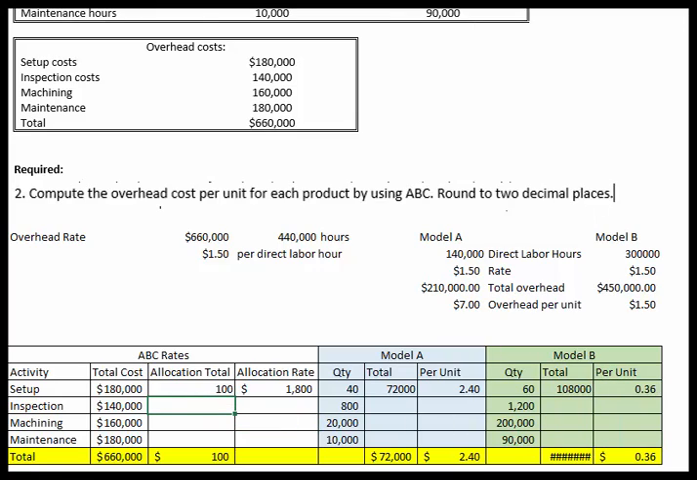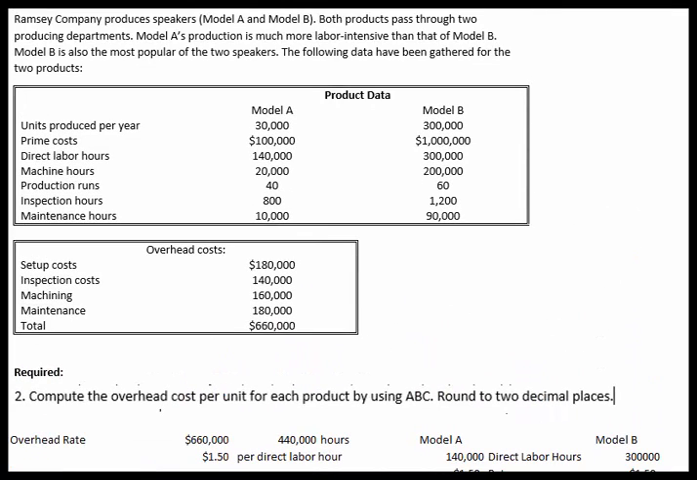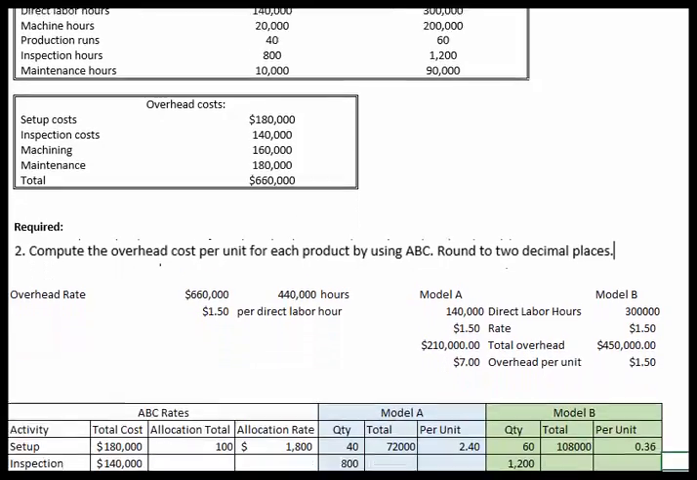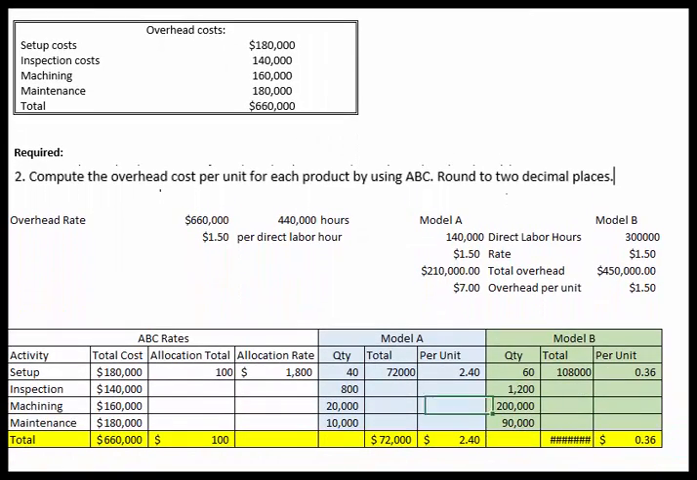Okay, so let's look at inspection next. The inspection costs are given at $140,000, and we've got to figure out how we're going to spread those costs out or allocate them. And inspection hours seems to make sense. We have 800 for Model A, 1,200 for Model B, and so that should be a 2,000 hour total that we're going to allocate amongst the two products.